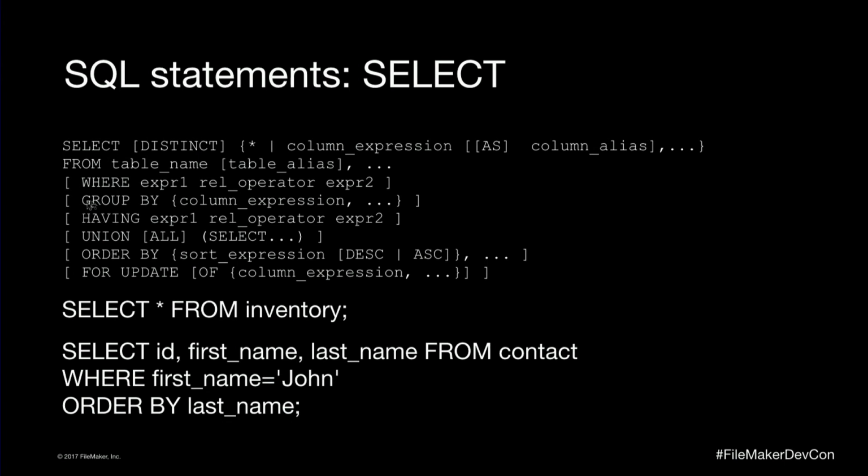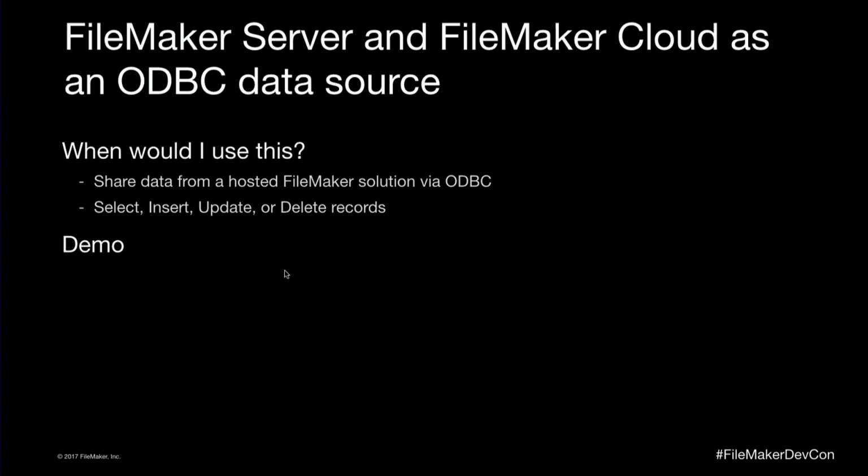Having is like a where clause that applies to your groups. Union allows you to combine select statements together. Order by is your sort. And for update is really not used with execute SQL. You can use that with ODBC if you're connecting that way. So a couple of examples of select statements down here. Just selecting all the fields from the inventory table, selecting these fields from the contact table where the first name equals John, and you're ordering those by the last name field. So just some simple examples there.